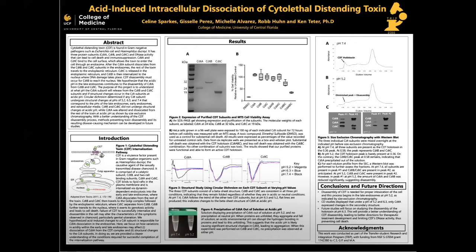We can conclude that assembly of CDT is needed for proper distension of the cell. Our results reveal changes in the structure of CDTA causing dissociation of the holotoxin. Future studies are focused on structural changes at pH 6.3 for better understanding and production of therapeutic treatment.